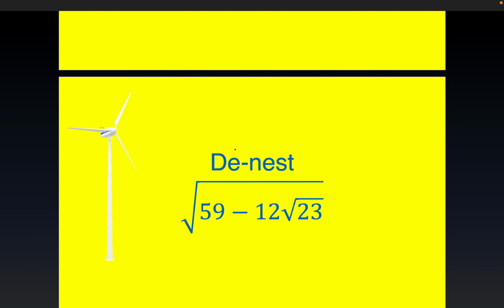Good day, everybody. By denest right here, I just mean to remove this outer radical, or write an answer that doesn't have a radical contained within a radical. Now, a very useful result here that probably a lot of you are thinking of right now is if you have, let's say like this, the square root of a minus b quantity squared.